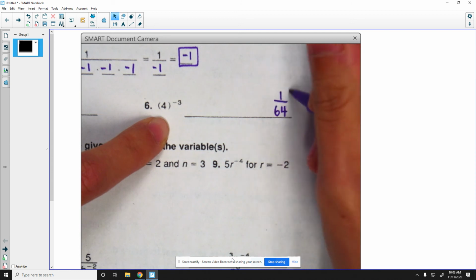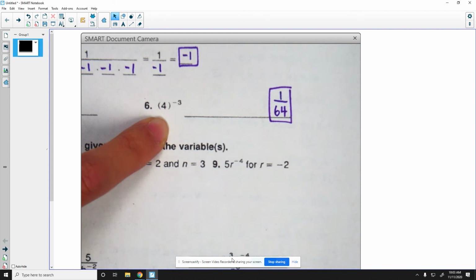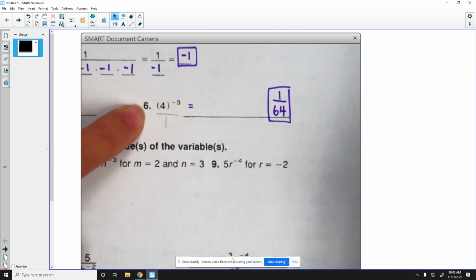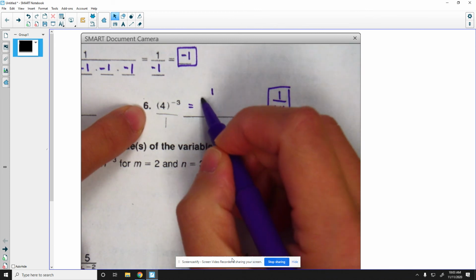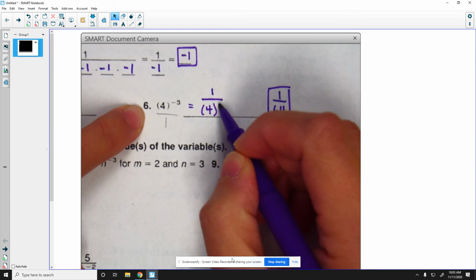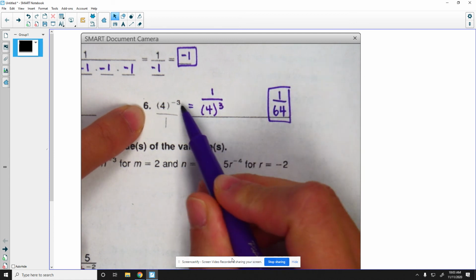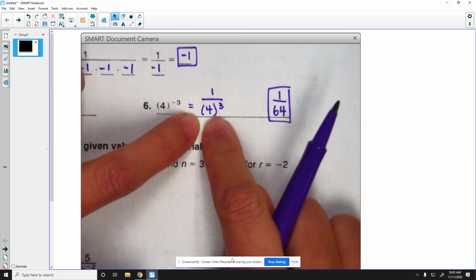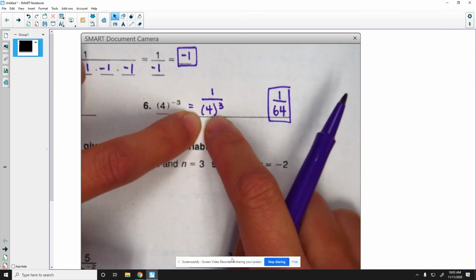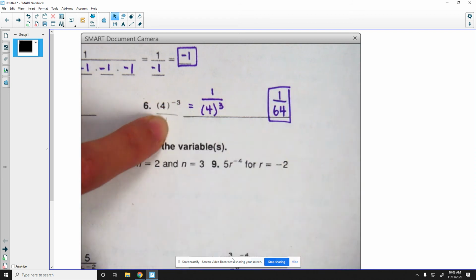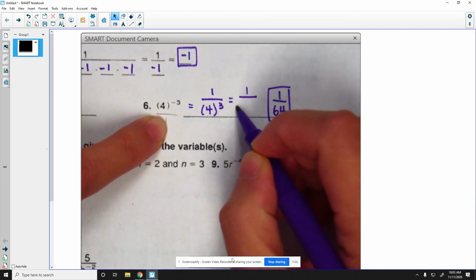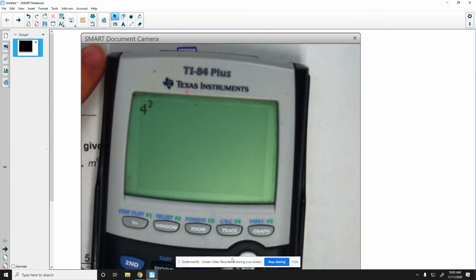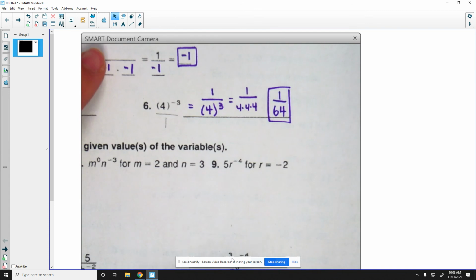1 over 64 is my final answer. Let me show you how we got this. Okay, negative exponent. If I see a negative exponent, you know the rule is always to flip it. So if I'm flipping it, I have 1 over 4 to the 3rd. You see how the 3 becomes a positive? Because I flipped it. So after I flip it, it becomes positive. The 4, do I really need parentheses around it? No, because it's not a negative. But I can just leave the parentheses there since they gave it to me. Okay. That's the same thing as saying 1 over 4 times 4 times 4. Or really, you could just say 4 to the 3rd is 64, so it's 1 over 64.